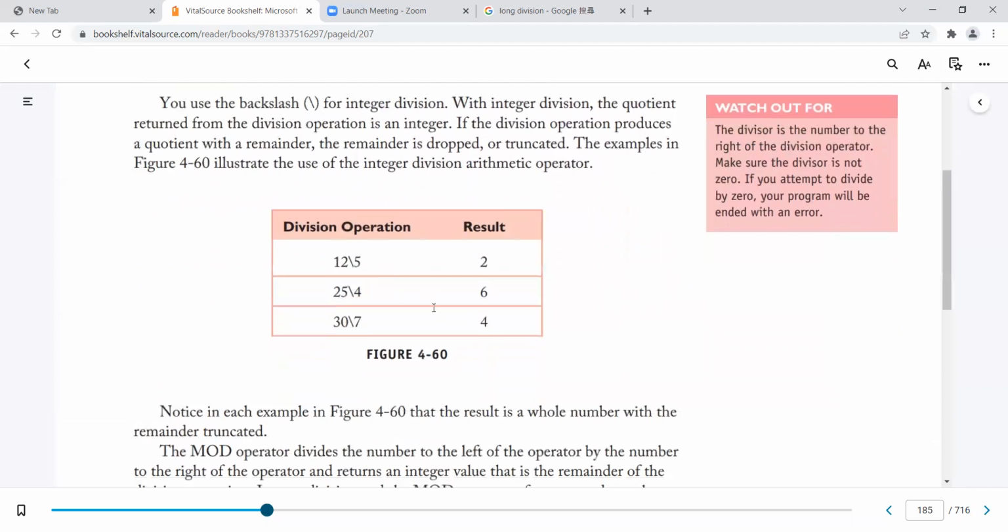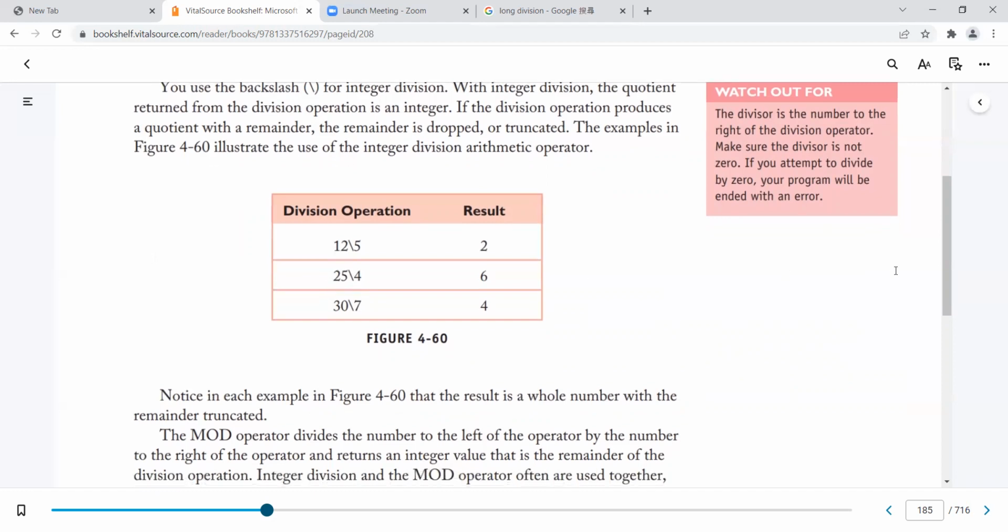So here, let's try to understand why. The integer division is the quotient. 12 divided by 5, the result is 2, the quotient on the top of the long division. 25 divided by 4, you have 6, right? 25 divided by 4, your result is 6, and your remainder is 1. But 30 divided by 7, the quotient is 4, and the remainder is 2, right? That is the idea.